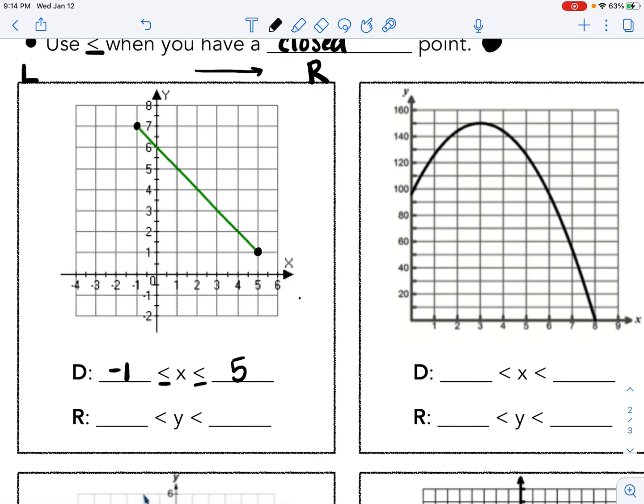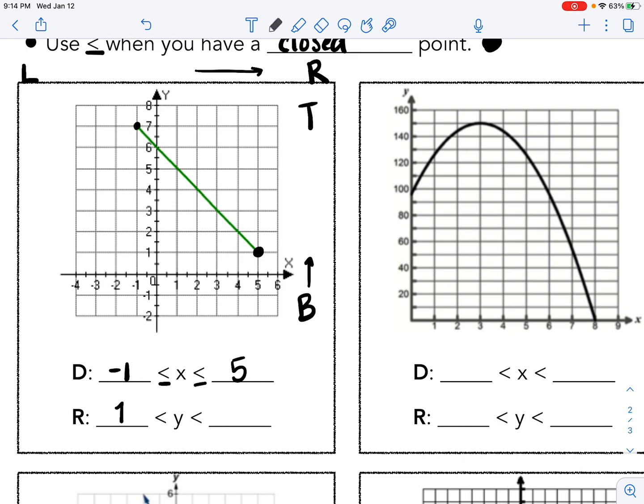For the range, I'm looking at y values. We're going to go bottom to top. So starting from the bottom, I see that we have the same point over here. But this time we're looking at the y value. The y value for this one is 1.